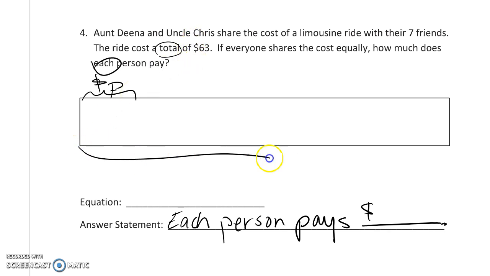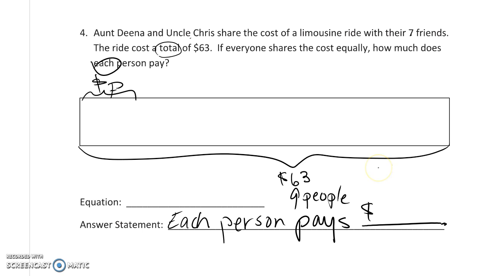Okay, we have a total of $63. Auntie and Uncle Chris share it with their 7 friends. So how many people do we actually have? We have 7, 8, 9. So 9 people. So I'm going to break this into 9 sections. I'm going to make this a little smaller than that.